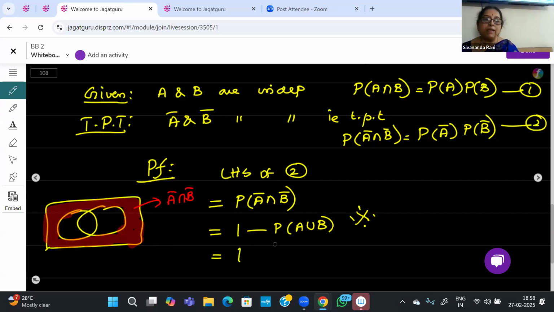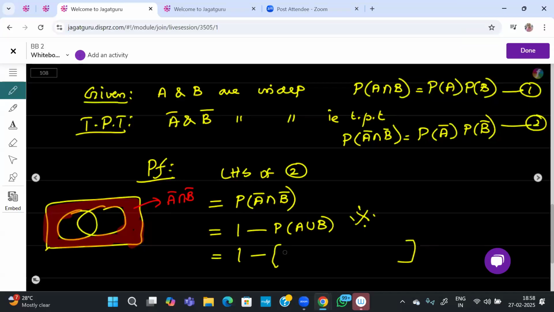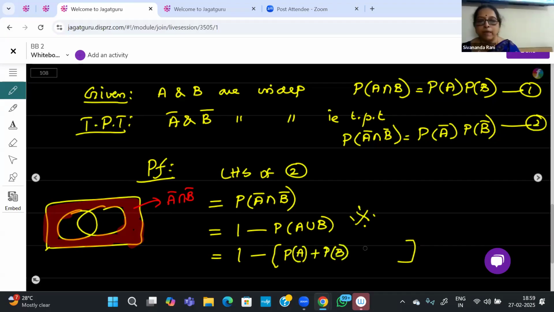What do I do for situations like this? That's why I was training you for writing P of A union B. What comes to your mind immediately? Yes, Nikita. What is it? P of A plus P of B minus P of A intersection B. It comes from which theorem? Addition.